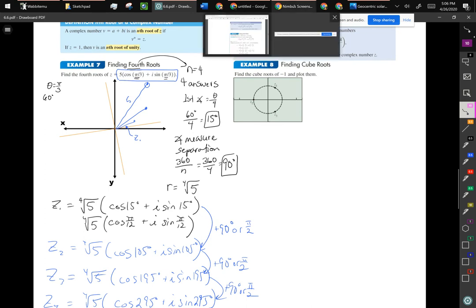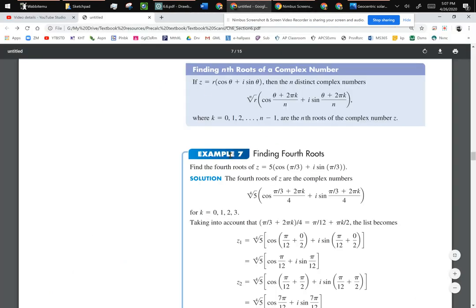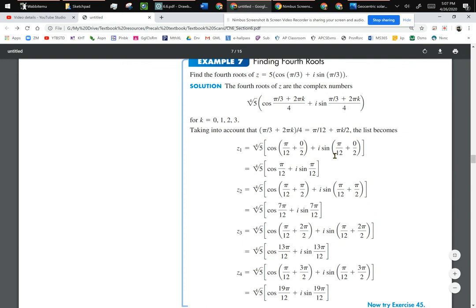And if you look at their work in the textbook, notice over here, 2 pi over 4, they add 0 of it. And then over here, notice they want to do pi over 2. That's your 90 times k, right? They want to add that part. And in the first root, they add none of that. But in the second one, they add a single 90. And in the third one, they add 2 90s, or 2 pi over 2. And then in the fourth root, they add 3 pi over 2, right? And so that's how this formula works. And it's an easy formula to use too.